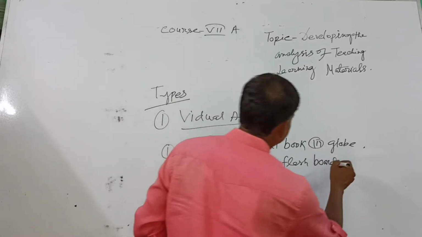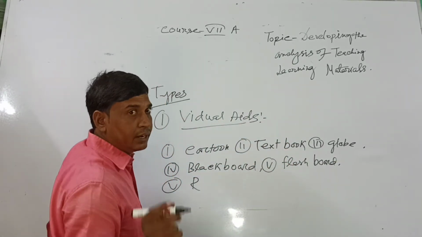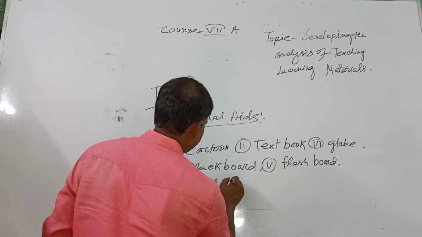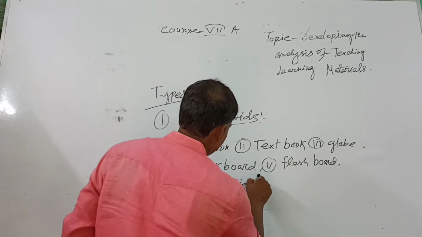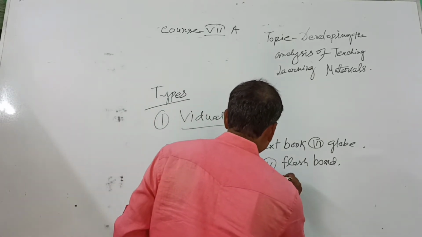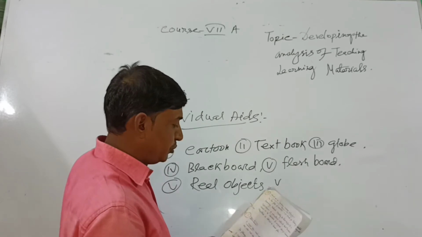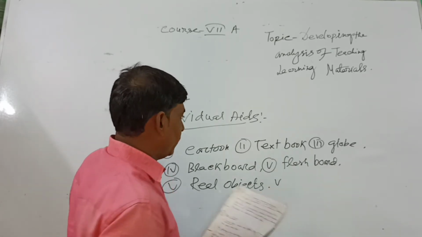Next, real object. Real object. Next, place of enjoyment, that is museum. Museum is a visual aid. You know what a museum is?